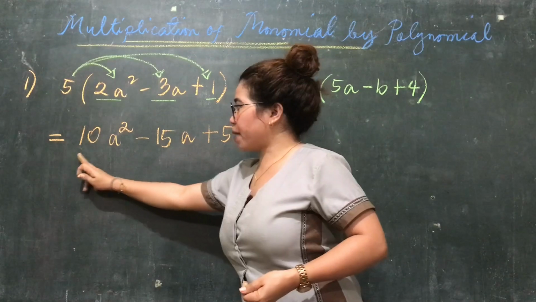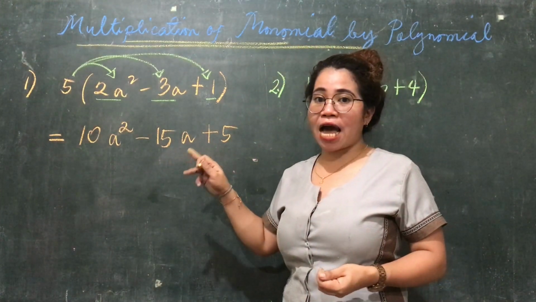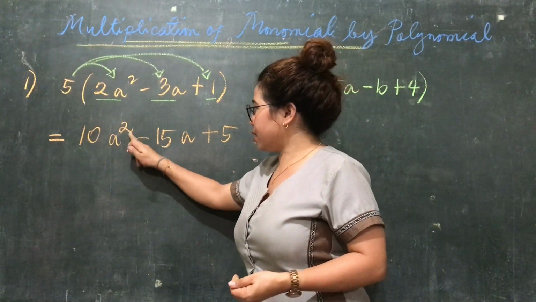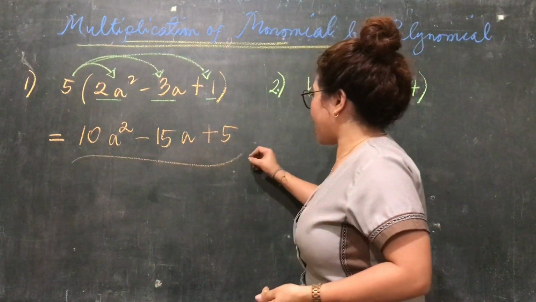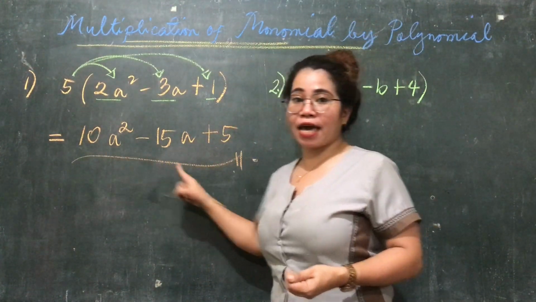So, dili na tayo makumbine ani kay puros siya unlike terms. A squared ang isa, is A, ang isa constant term. So, dili na ma-add. So, this is the answer.